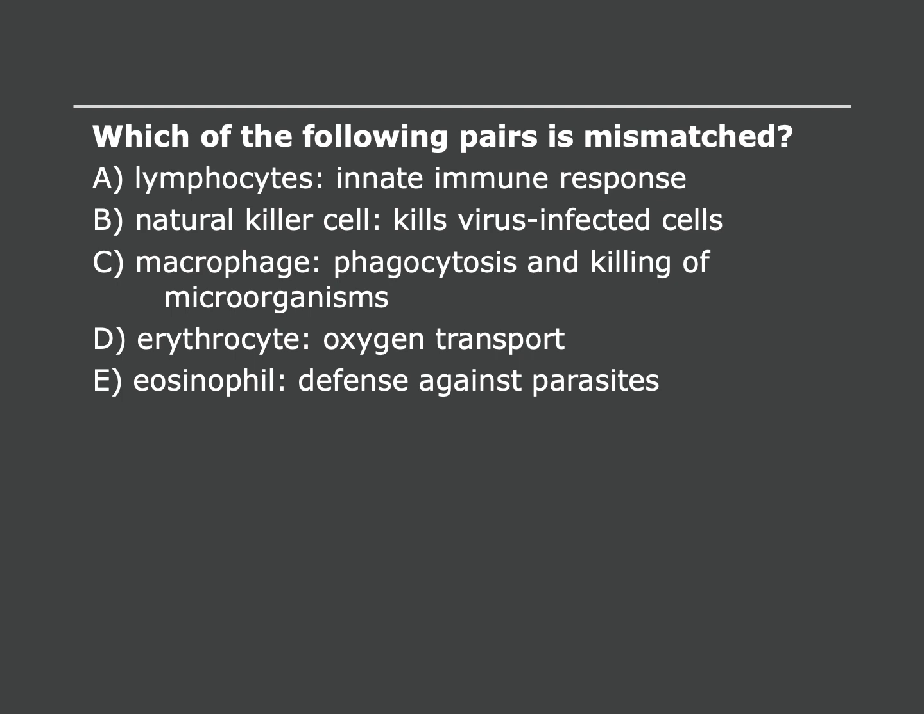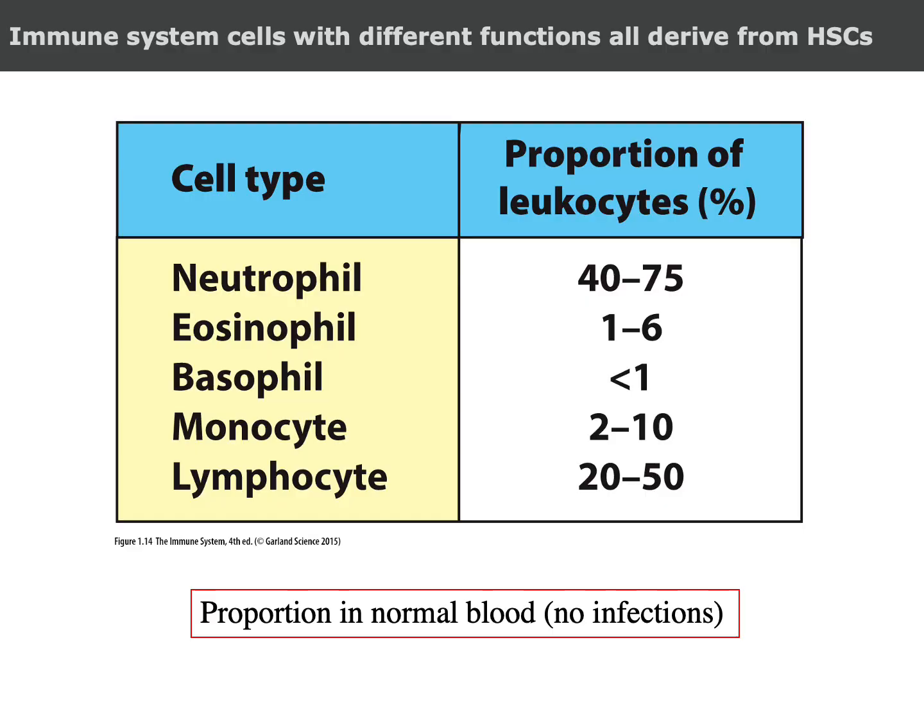I think probably the best answer for this one is lymphocytes with innate immune response. And I want you to remember that lymphocytes are really involved in the adaptive immune response, not necessarily the innate immune response, although, of course, you need an innate immune response to get an adaptive immune response. If you need a little review of that, go back to part 1 of this class and see the link between those.